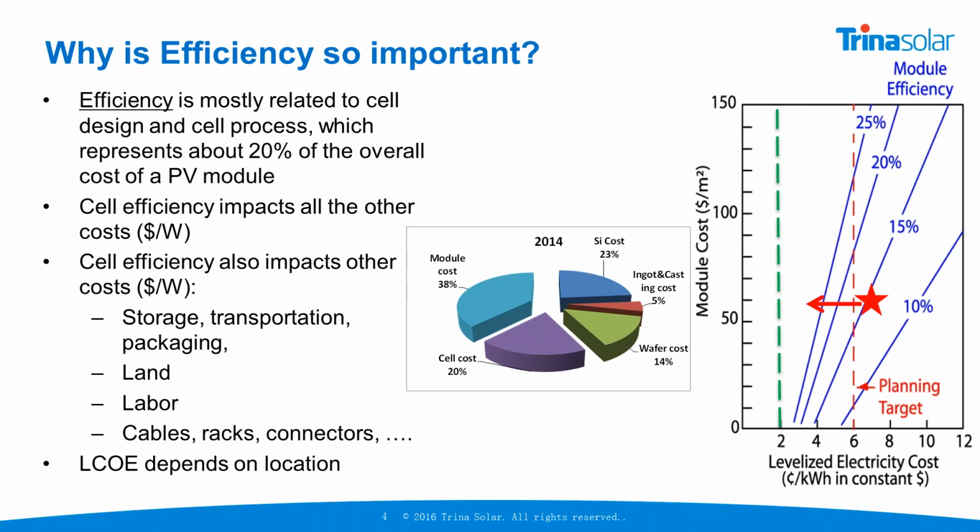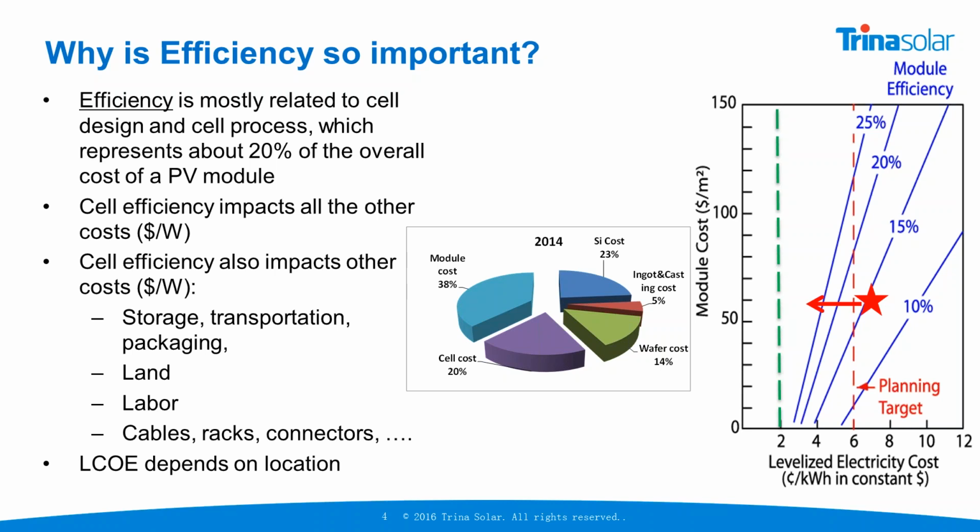Why is efficiency so important? If you look at the graph on the right-hand side of the slides, you see that at the bottom, the horizontal scale gives you the levelized cost of electricity, LCoE, in cents per kilowatt hours. The different blue curves correspond to the module efficiency, and the vertical axis, the module cost in dollar per square meter. The red star represents roughly where we are right now in the industry, modules that are roughly about 15% efficient if you take the whole array of the modules, at a cost of roughly about $60 per square meter.